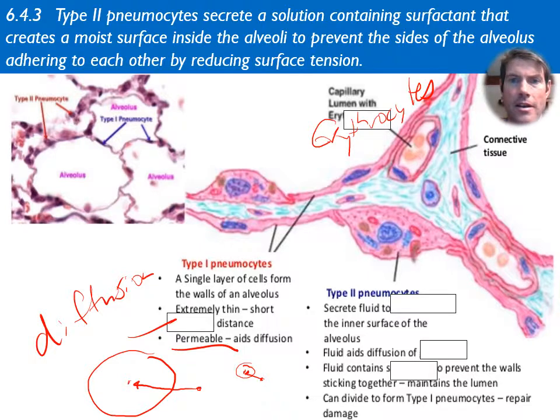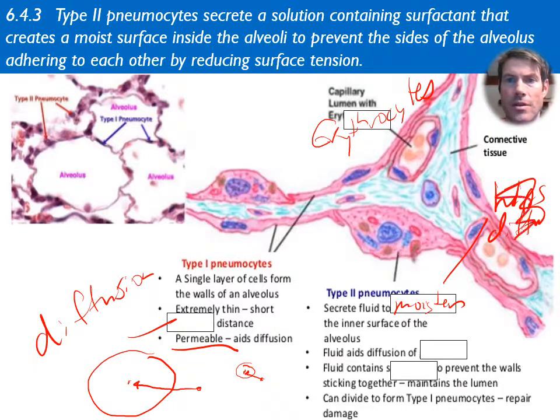And here we have the type 2 cells. The fluid helps to moisten, and this moistening helps diffusion. That's so terrible you can't even read it. Helps diffusion to be moist.